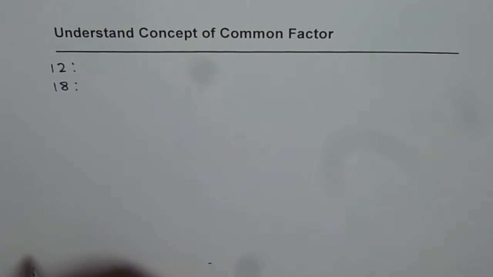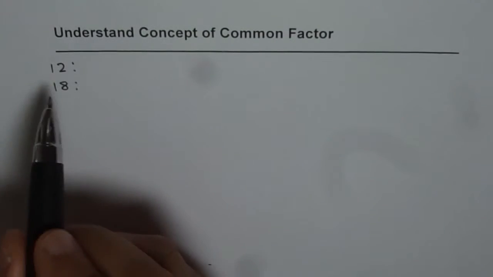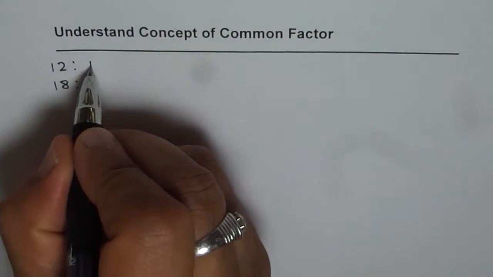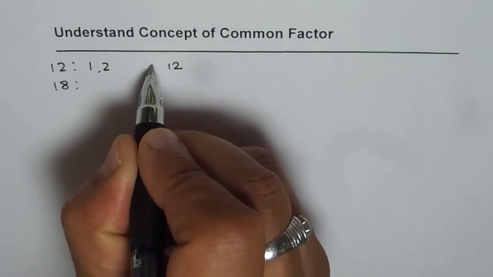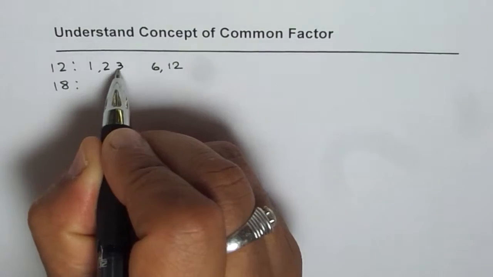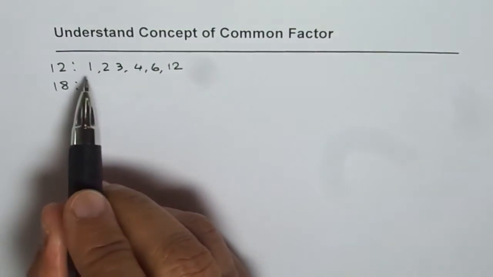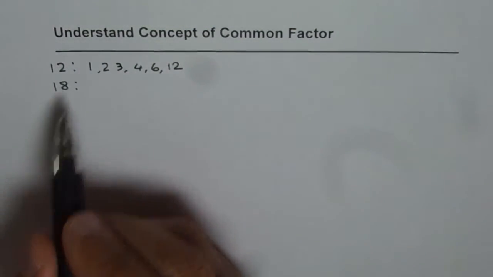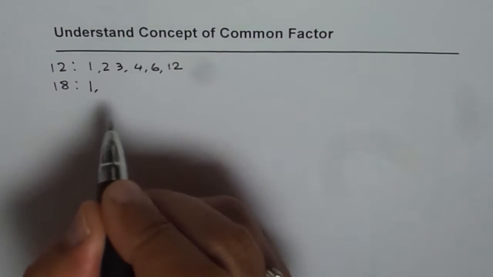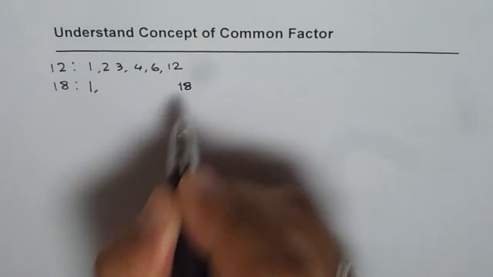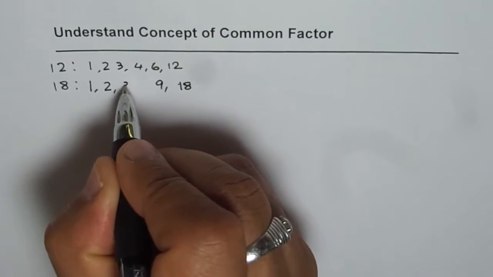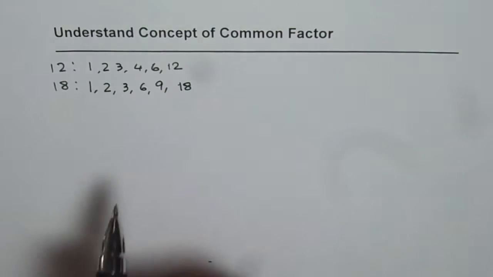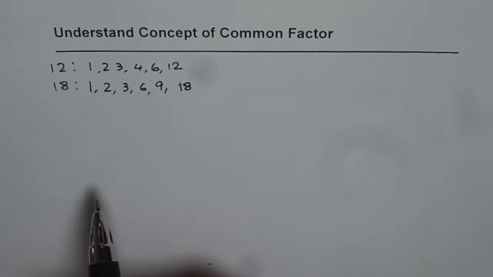Factors are when you multiply two numbers, you get the original number. For example, for 12, the factors are 1 times 12 is 12, 2 times 6 is 12, right? 3 times 4 is 12. So these are the factors of 12. For 18, we can write down factors as 1 times 18 is 18, 2 times 9 is 18, right? 3 times 6 is 18. So these are the factors of 18, correct?